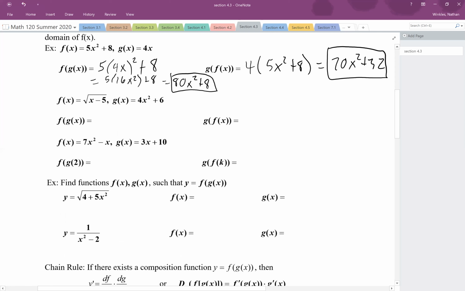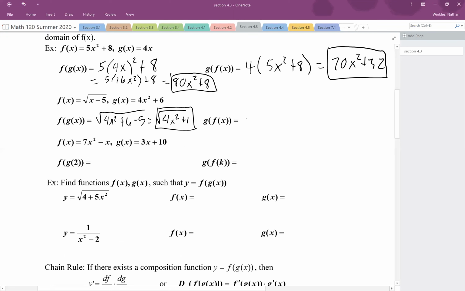So again, f of x is equal to square root of x minus 5. G of x is equal to 4x squared plus 6. We're going to do f composed of g. So that's the square root of 4x squared plus 6 minus 5, which is the square root of 4x squared plus 1 as our answer here.